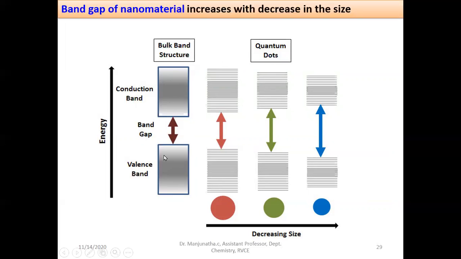If they are overlapped, that is called a conductor. If the band gap is 0, we call it a conductor. If the band gap is very large, we call it an insulator. If the band gap is somewhere between a conductor and insulator, we call it a semiconductor. If you break that bulk material into nano level, if you cleave that bulk material into nano level, the band gap increases. Band gap increases.